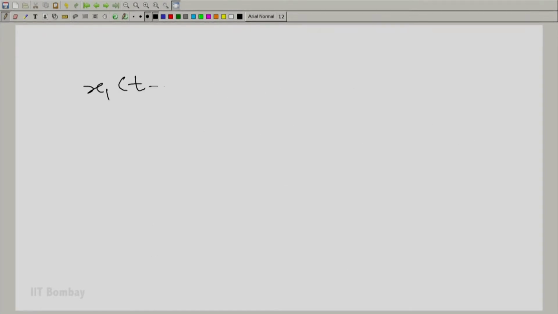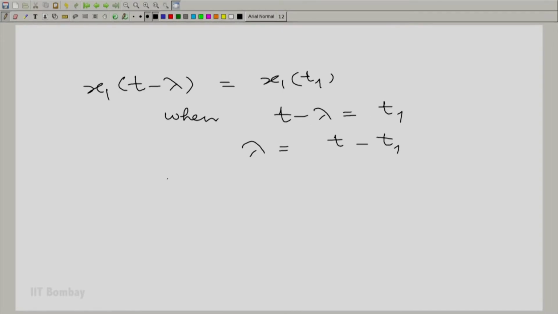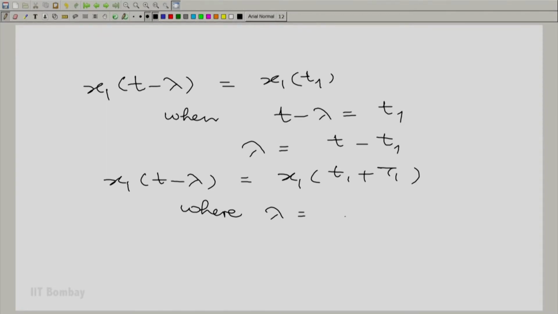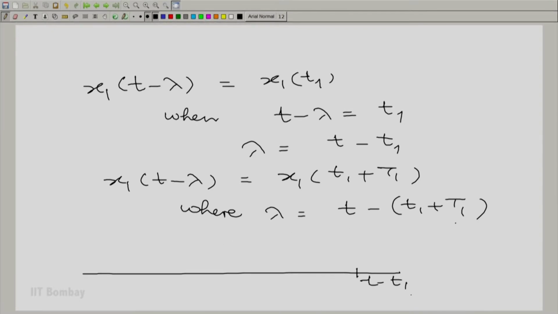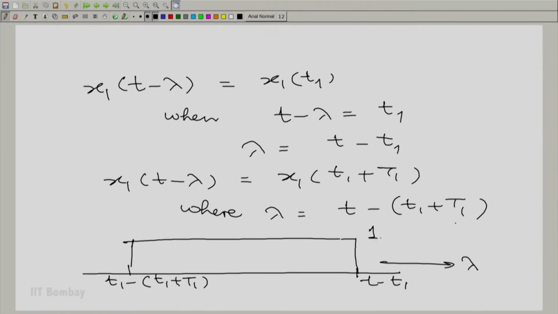You see, x1 t minus lambda is equal to x1 of t1 when t minus lambda is equal to t1. And of course, similarly, x1 t minus lambda is equal to x1 of t1 plus capital T1, where lambda is equal to t minus t1 plus capital T1. And of course, t1 plus capital T1 is more than t1. So, this point will occur before. So, this is the situation that we have: t minus t1 and t minus t1 plus capital T1, and we put the pulse in between. We have agreed the pulse has a height of 1. We do not want to complicate too many things at once.